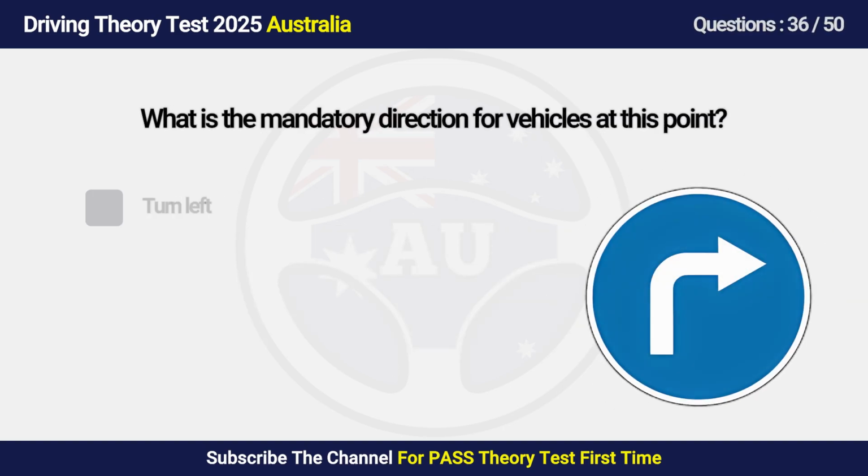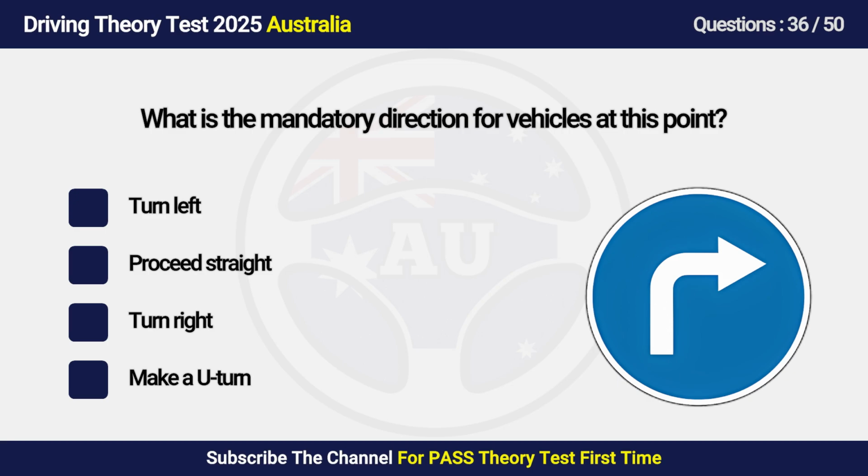Question 36. What is the mandatory direction for vehicles at this point? A. Turn left. B. Proceed straight. C. Turn right. D. Make a U-turn.